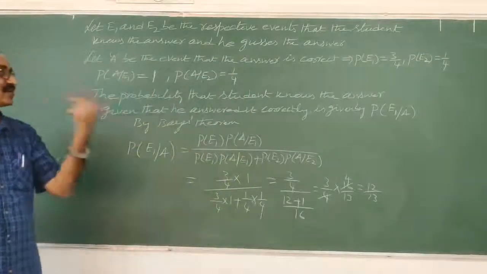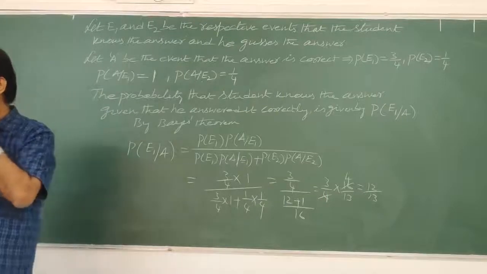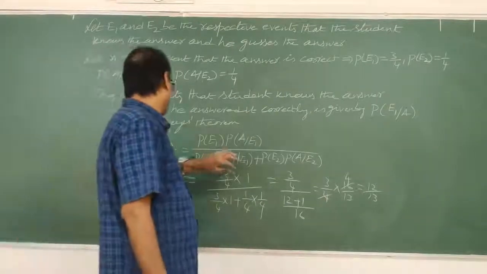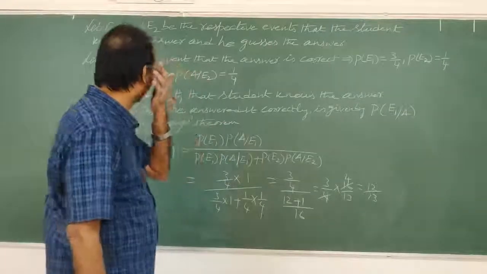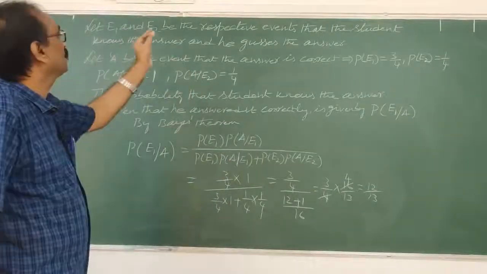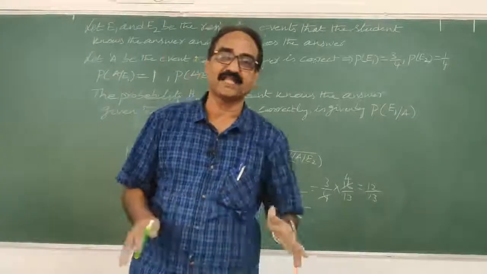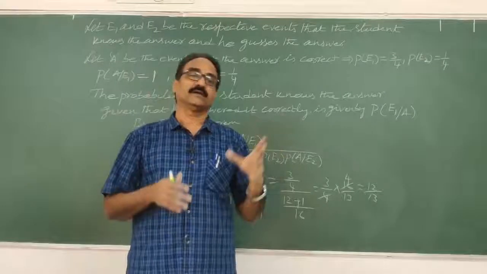Okay, my dear students, we got 12 by 13. This is 5 marks. Like this only, we will get it. You got it now, I think. E1 and E2 are the respective students. This is how we are doing, every problem is like this only, whatever you take.